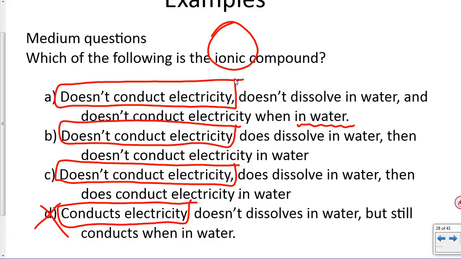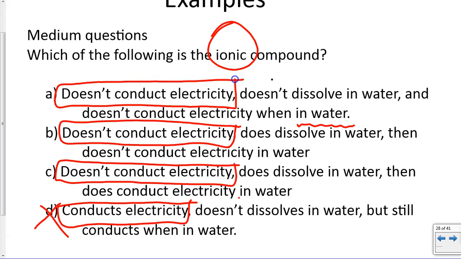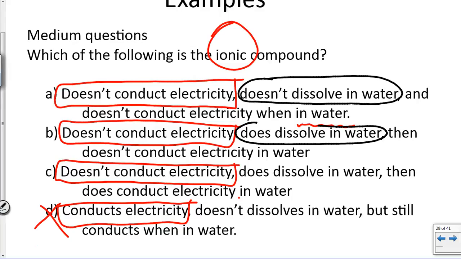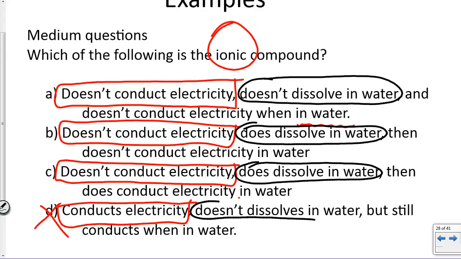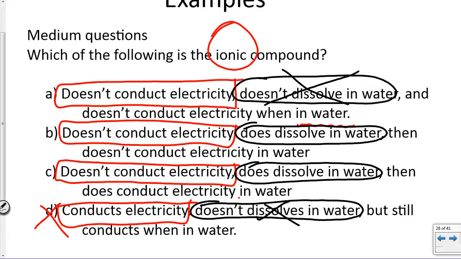We're going to take D off the table because we know ionic compounds are solid, and we know that things do not conduct electricity when they are solid because we need them to be able to move. Dissolve in water. We see three that have does dissolve in water and one that says doesn't, but we've already eliminated the bottom one. So we know that's not it. We know ionic compounds do dissolve in water. So what that means is we can safely eliminate our top option.